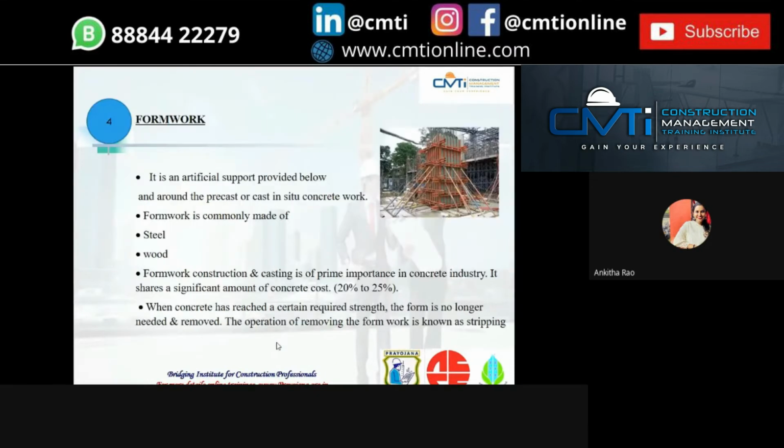And next is formwork. Formwork is an artificial support provided below and around the precast or cast in situ concrete work. It is like a mold where we pour concrete to form a structure. Formwork is commonly made of steel and wood, and formwork construction and casting are of prime importance in the concrete industry. Till the required strength is gained by the structure, we will not remove the formwork, and after that, we will remove it.